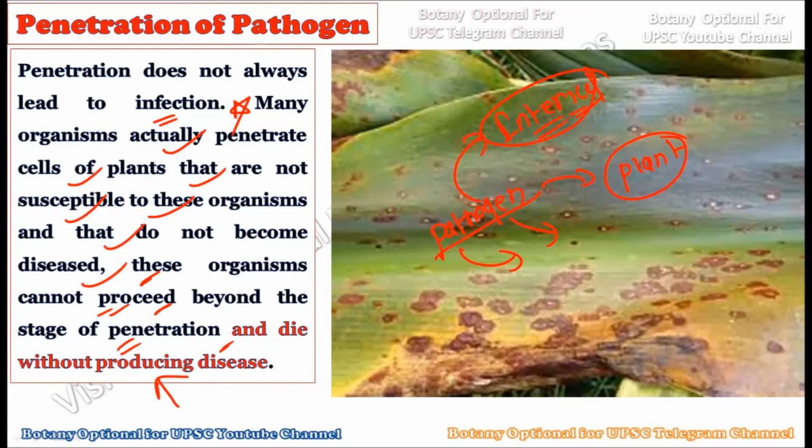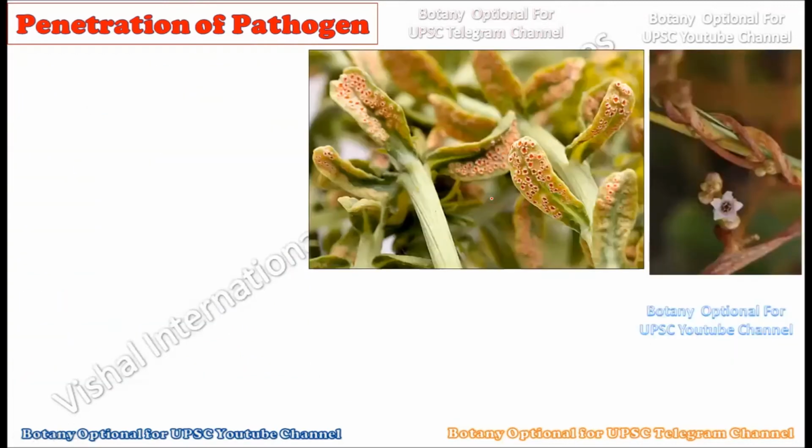If the suitable host and the pathogen is not there, then they will simply enter within the plant body and die in the process. Okay, and after the death, there will not be any infection. So literally, penetration does not mean infection.